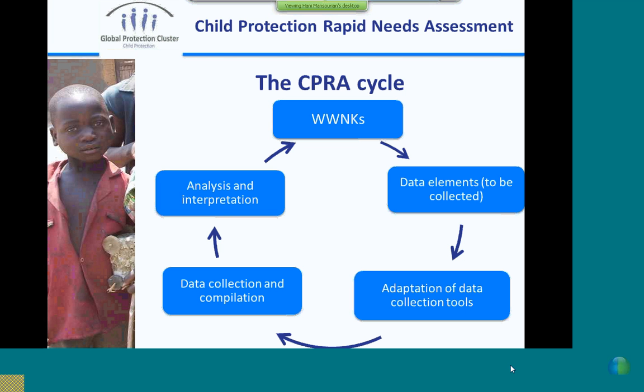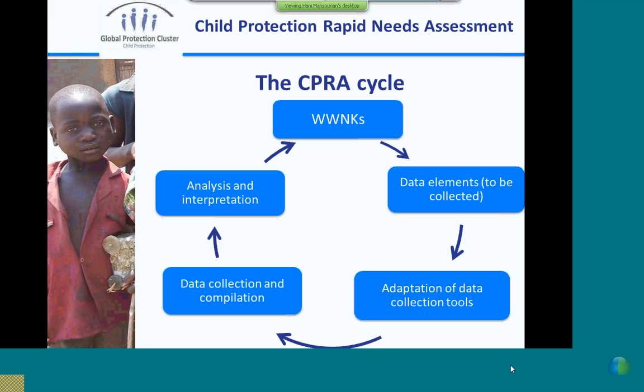We need to know whether girls are affected or boys are affected more, or there's no difference. We also may need to know what is the age of the most affected children. Is it the younger children or older children that are being affected? We also may want to know, is it voluntary separation or is it involuntary separation? Or is it more like disappearances that are happening?